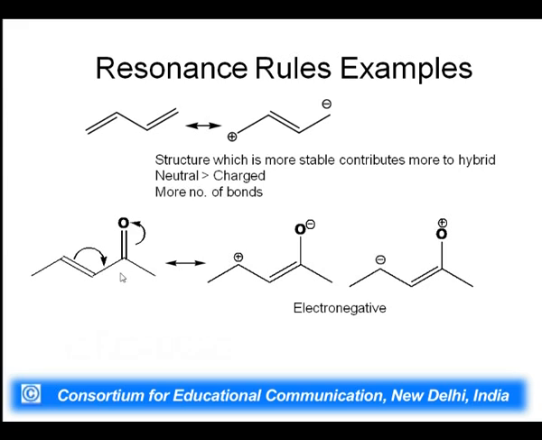So, out of these two structures, this one is more stable because more bonds are here and it is a neutral structure, and the second one is not possible because the electrons will be acquired by the more electronegative oxygen atom, and oxygen atom cannot accommodate a positive charge while giving a negative charge to a less electronegative carbon atom. So, these are the possibilities here.